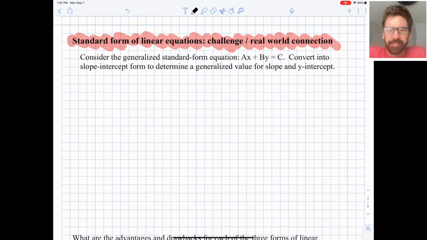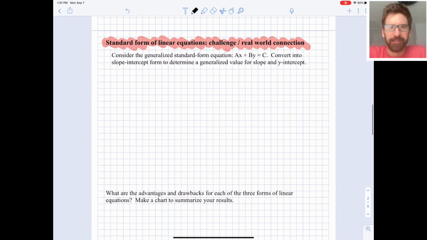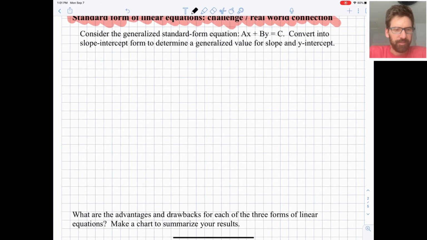All right, this is a challenge and real-world connection video on standard form of linear equations. I encourage you to pause this video and try these on your own, and then check back in and see how you did. Let me just show you what both problems are here so you can see them both if you're pausing it. Okay, so pause those, try those on your own, and then check back in a moment. But let's get going on these.